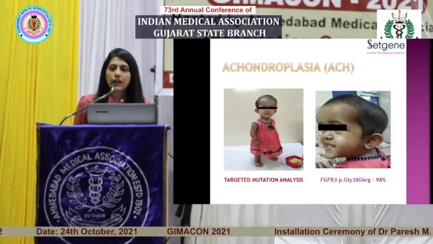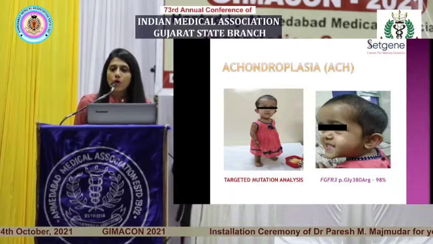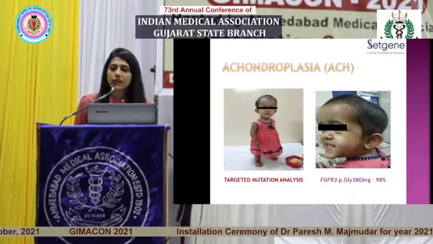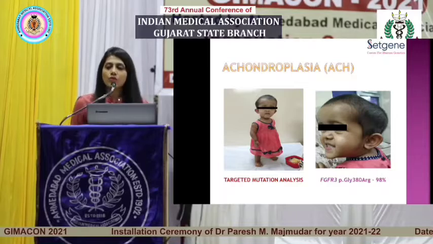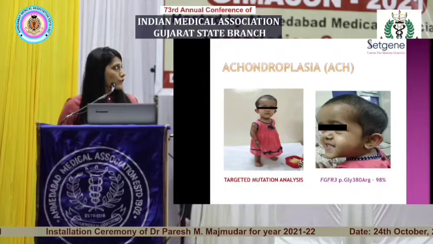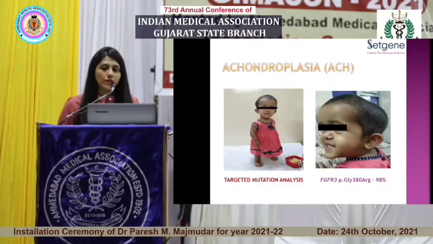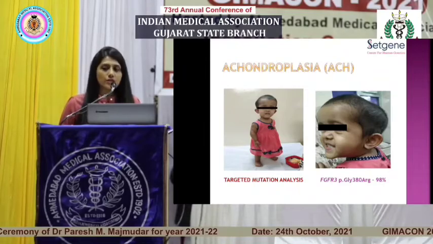So once we have this phenotype, shall we go for the clinical exome or any other genetic testing? In 98% of the cases of achondroplasia, we have the targeted mutation of the FGFR3 gene. This is in our case also. So in such cases, only the targeted mutation analysis would be sufficient.